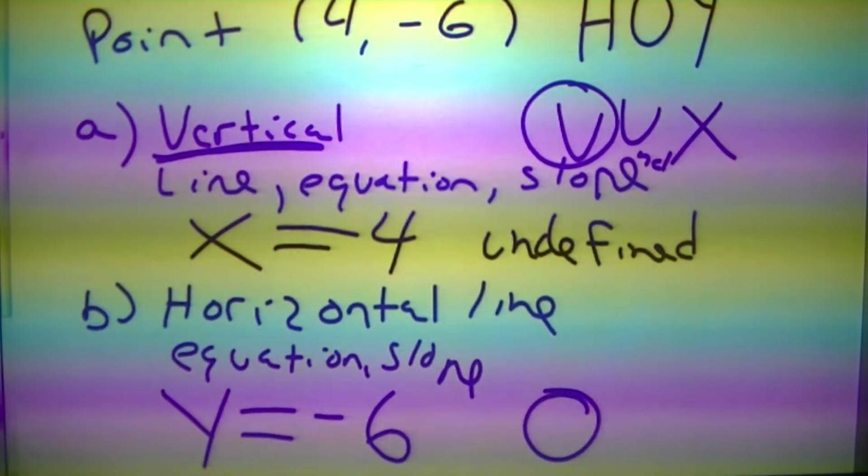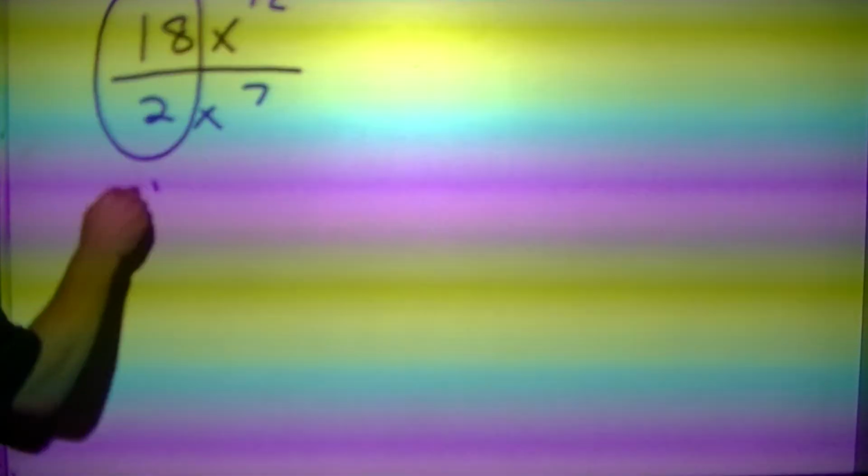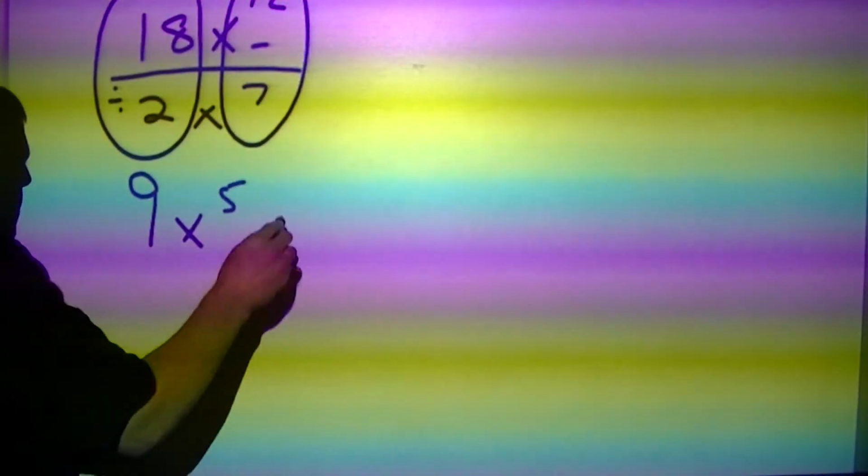Okay? A couple of exponent problems. Let's say I got 18x^12 over 2x^7. You divide those, that's division. Subtract those, it's x^5. Okay?